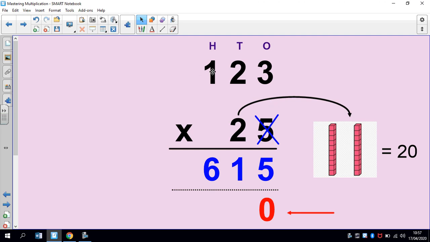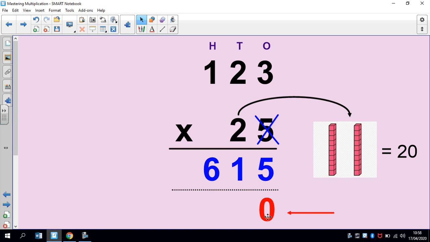We now need to find a new product by multiplying 123 by 2. In reality, 20. And because it's 20 and not 2, that means that the answer is 10 times bigger than it would be if we were multiplying each of these digits by 2. Which means we've got to put what's called a placeholder right here. We're going to put our next product underneath the first one.